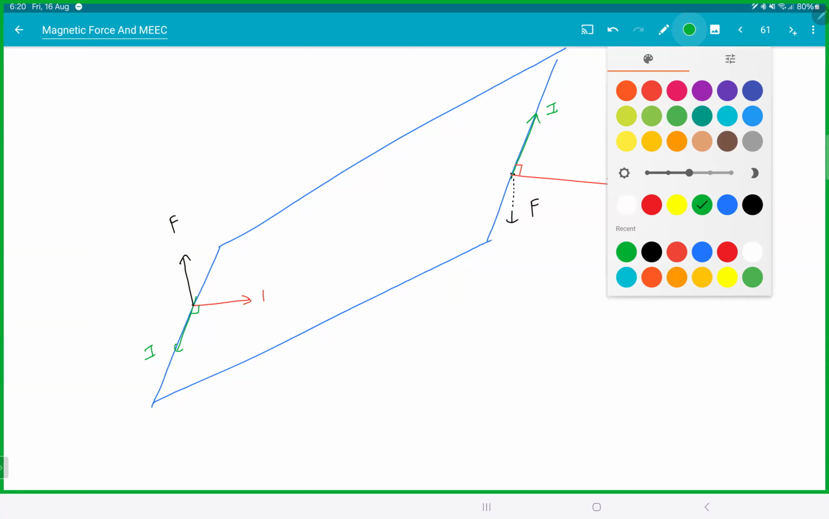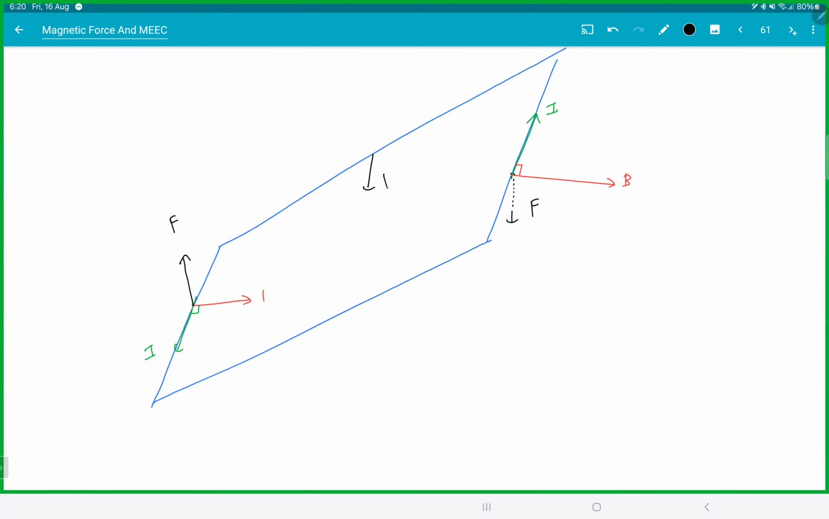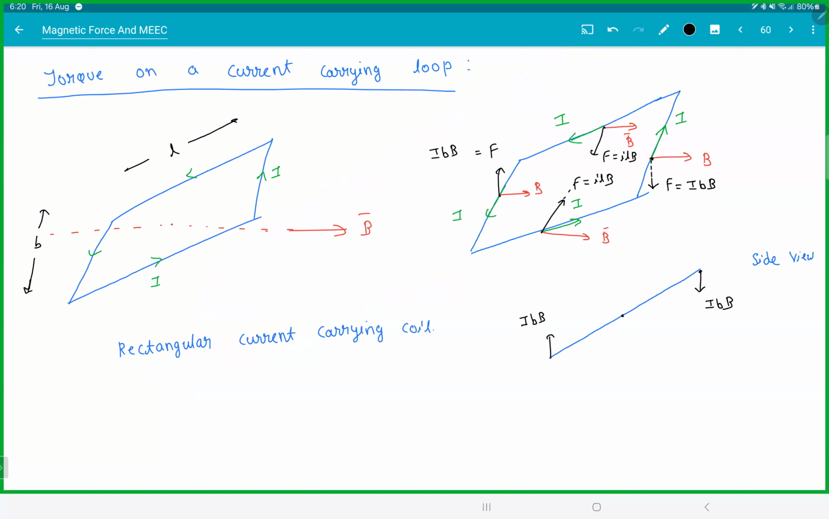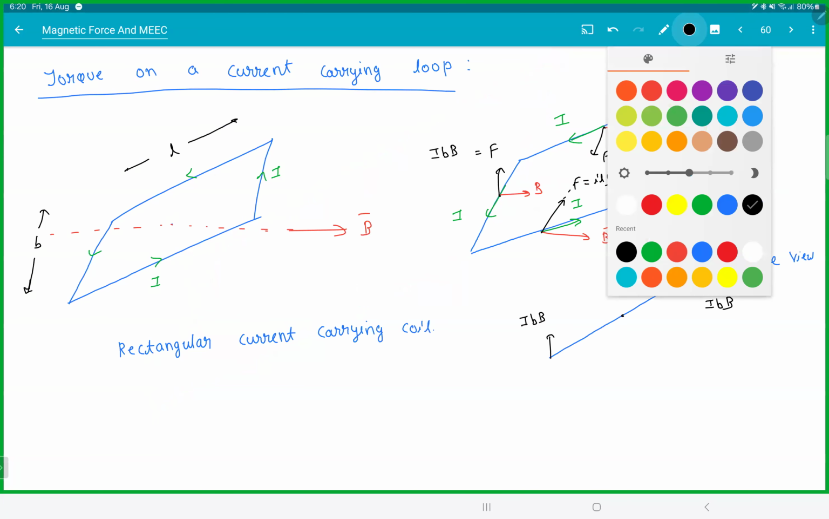So, and these forces will cancel out. Let's call it F dash and F dash. So if you see, the ring is actually being compressed. Now, if you see, these things will create a torque.